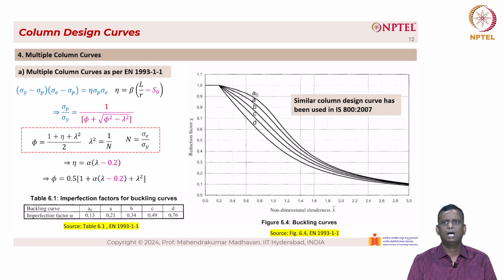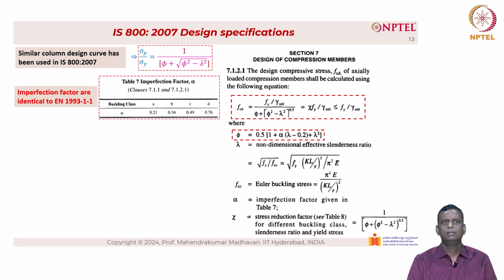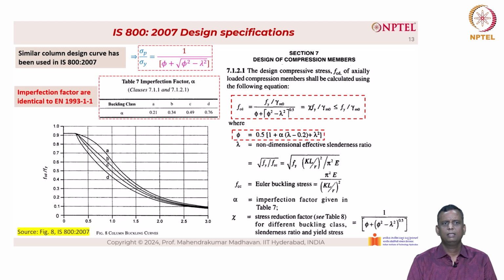And these column curves are very similar to the column design curve that is used in IS 800 2007, except that the IS 800 2007 does not contain A0. So, section 7 gives you the design of compression members. Again, we have similar equations that we have already derived, which can be seen in the codal provisions. The imperfection factors given in table 7 in IS 800 are also identical to the ones in the European code. And the one that you see on the left side is the IS 800 column curves. It is very similar to the European column curves, except that there is no A0. So, we start with A, B, C and D.